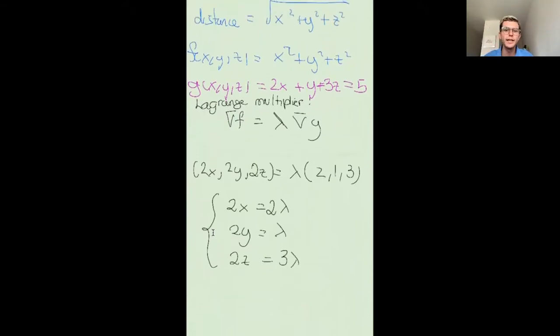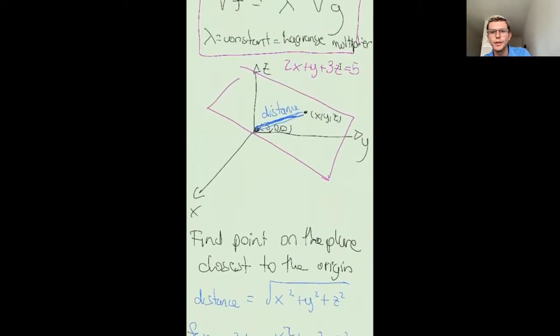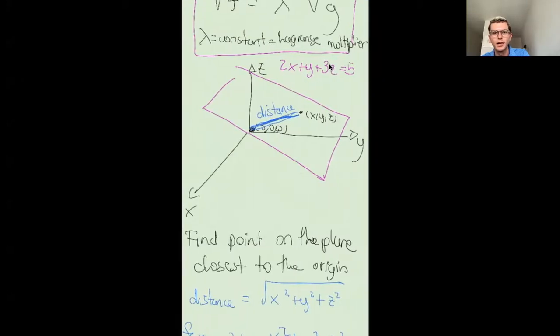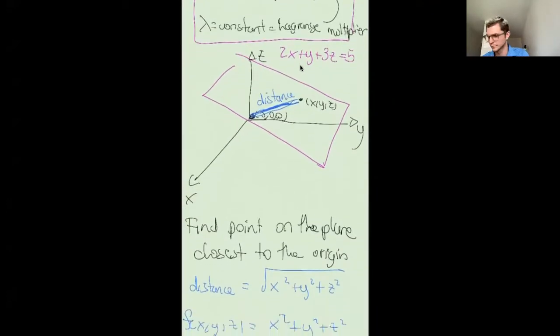Oh, g is just the name that you give to the constraint. The constraint was given to you because they told you that 2x plus y plus 3z equals 5. So g is always the name for the left-hand side of the constraint. g is just the name that you give to the equation that you're setting equal to a constant.